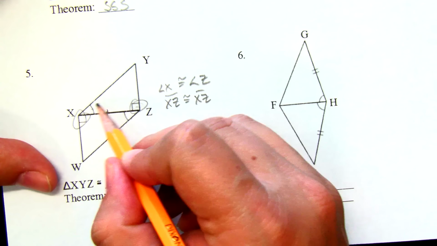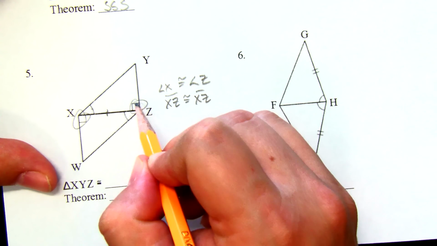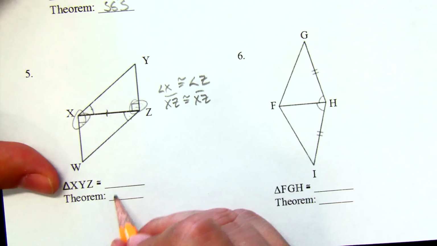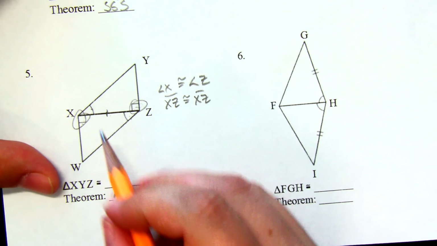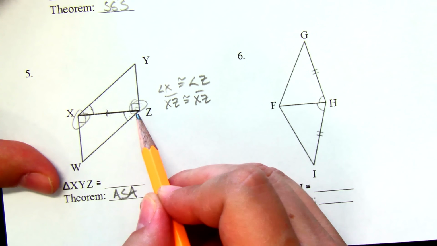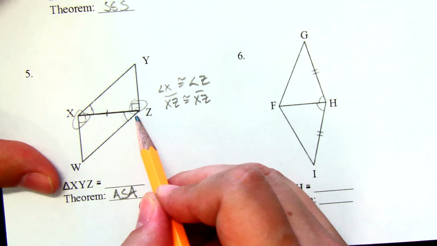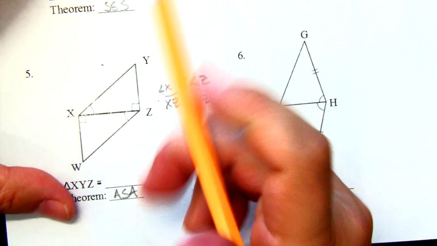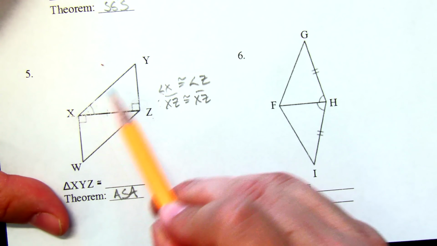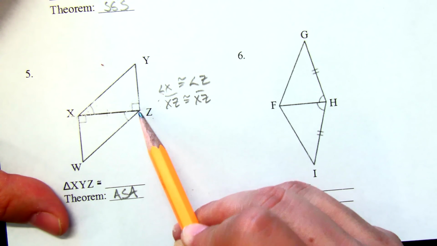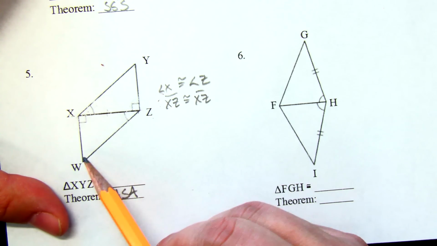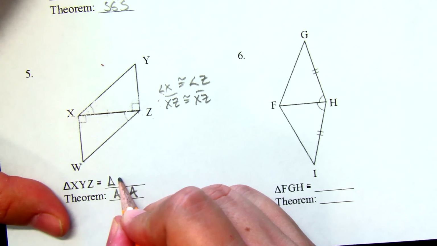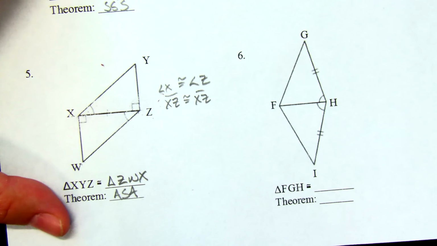So I have angle, side, angle. I've got two pairs of angles and a side that is included. The side's in between the angles. So I've got angle, side, angle. XYZ is going to go with Z. Think of it this way: I'm going from a small angle, XYZ, to the top, to the right angle. If I go to the bottom triangle and go from the small angle to the top to the right angle, I go ZWX. So XYZ corresponds to ZWX.